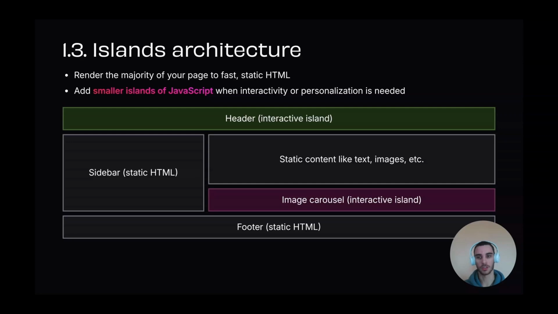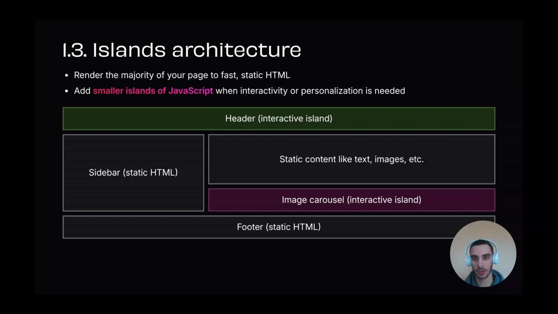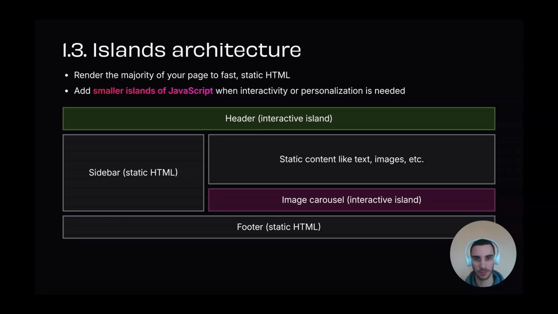If you know Astro, or if you don't know, a major selling point of Astro is its island architecture, where you render the majority of the page to static HTML, and on top of it, you can have some small islands of JavaScript with interactivity when you need it. So you only ship the minimal CSS you need, the minimal JavaScript you need, and it will be hydrated depending on some conditions you define, but we'll see this in a few slides.